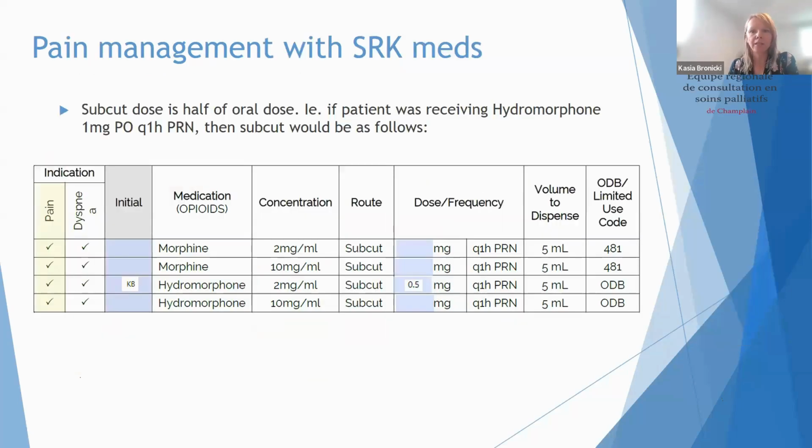And then again, in the SRK, you can see here, pain, hydromorphone or morphine, but if somebody was already on something, then we would use what they were already on. And if they were on something PO, then we would switch it to sub-Q by dividing that dose in half. So if they were on 1 milligram QID PRN PO, we would move that to 0.5 QID PRN sub-Q hydromorphone.